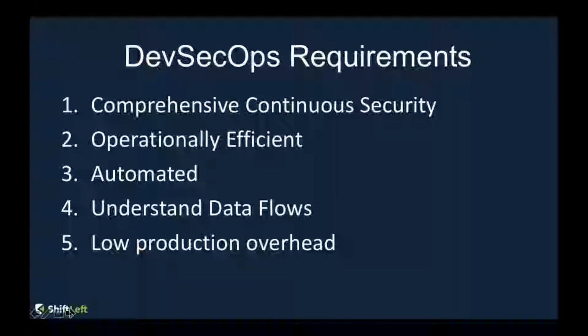The DevSecOps requirements that you should look for in a solution when you're working on this initiative at your organization are, first and most important, comprehensive continuous security. Operationally efficient, should be automated just like your DevOps pipeline is automated, should understand the data flows for your applications and microservices, and it should have a low or minimal production overhead.